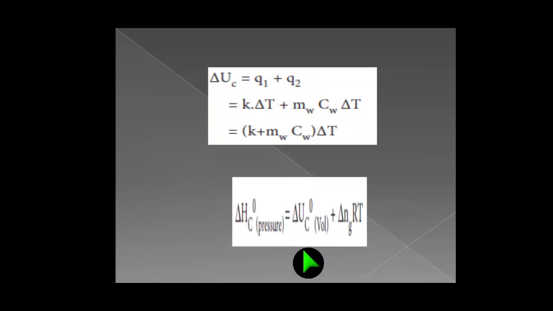So del H equals del U plus del Ng RT. Actually del H equals del U plus P del V. P del V is the change in the enthalpy equation. But in the place of P del V, we can substitute del Ng RT, because PV equals nRT, the ideal gas equation we have known. So we substitute del Ng RT in the place of P del V.